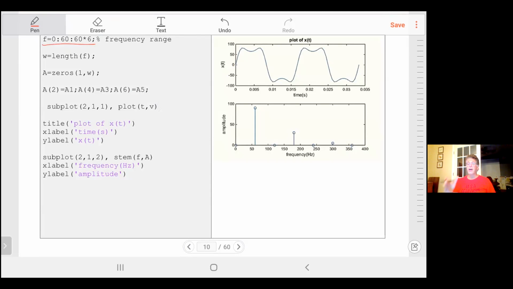So you have to define the range of frequencies. The frequency starts from 0, that's the initial, and the final, as you know, is 60 times 5. Because we said the first one, F1, is equal to 60 hertz, the third one is equal to 3 times, which is 180, and the fifth one is equal to 5 times 60, which is 300.